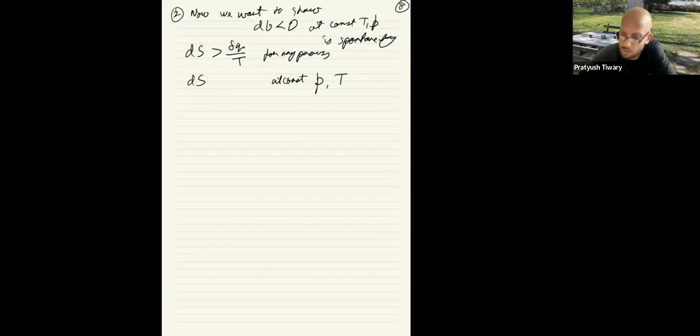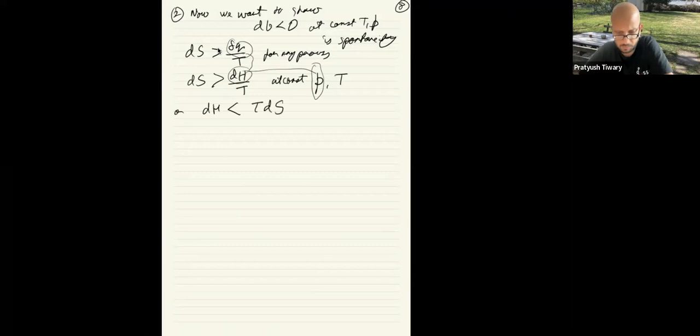It becomes delta H. And the difference that is not clear from what Rohan wrote in chat is that it becomes dH by T, right? H is a state function. It's a total derivative. So dS is more than dH by T, right? Because it's a constant pressure process. So this happened due to it being constant pressure. We haven't used constant temperature. Or dH is less than TdS, right?